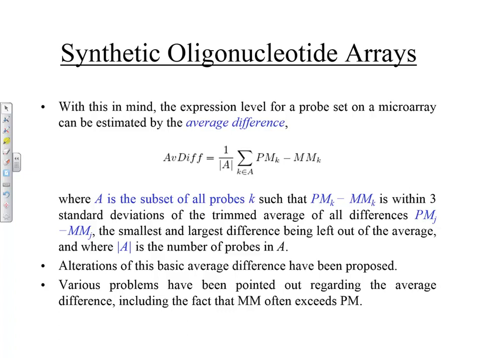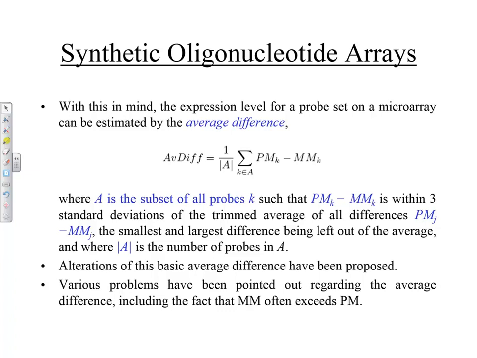So with this in mind, the expression level for a probe set on a microarray can be estimated by the average difference, where you're taking the difference between the perfect match minus the mismatch reading, and then averaging them out over all the probes where the variation is not too much. So A is the subset of all probes K such that the difference between the perfect match intensity and the mismatch intensity is within 3 standard deviations of the trimmed average of all differences.